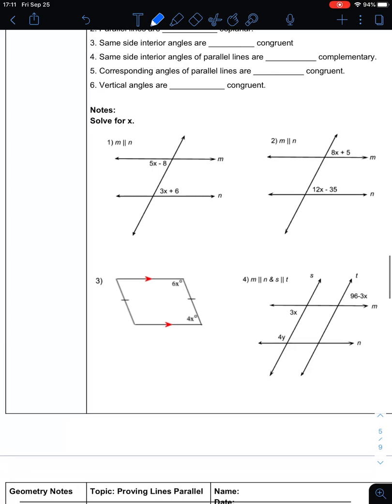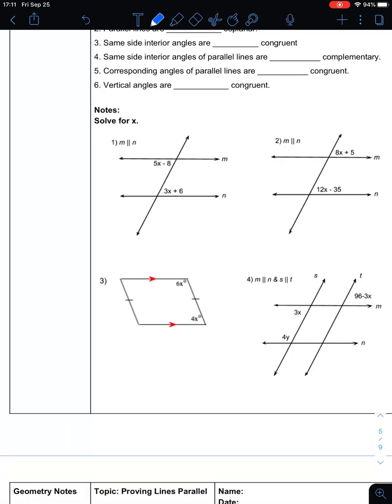So this lesson is going to take what we did the other day with if lines are parallel, then alternate interior angles are congruent. If lines are parallel, then corresponding angles are congruent. So let me give you some examples, right? If lines are parallel, then corresponding angles are congruent.